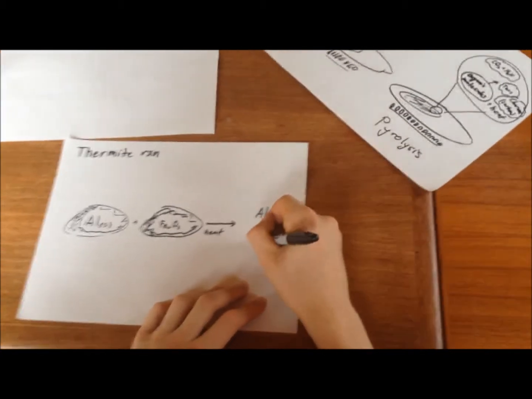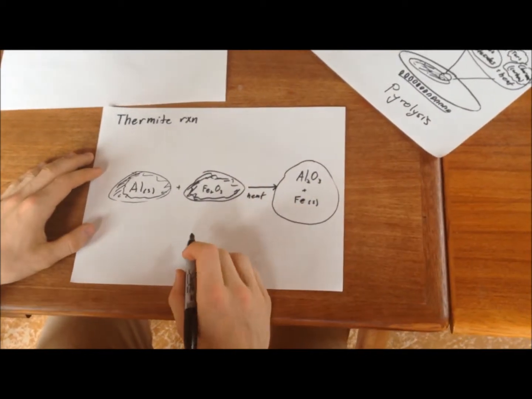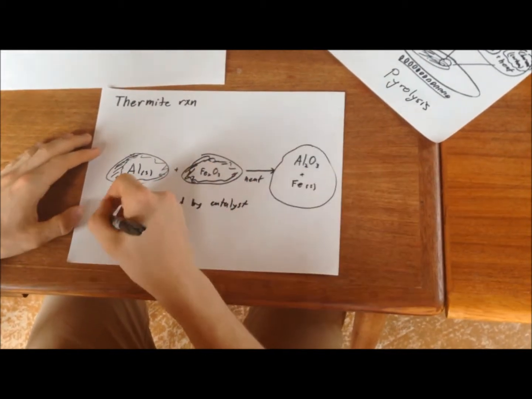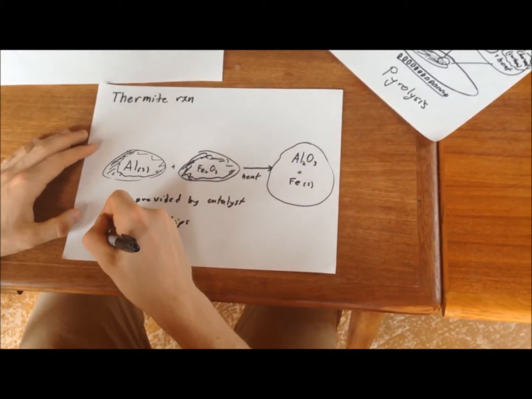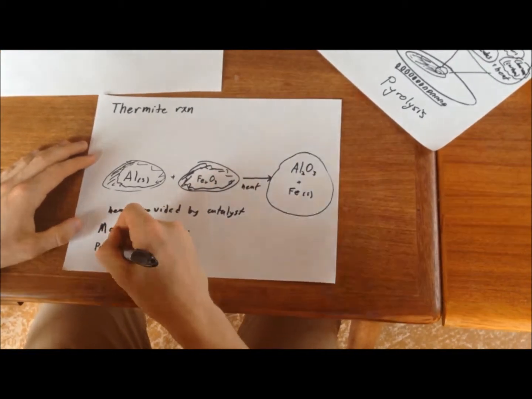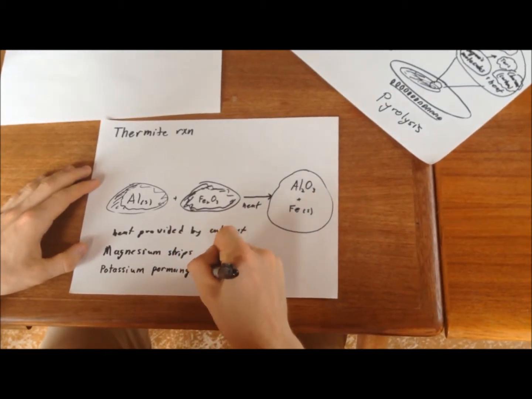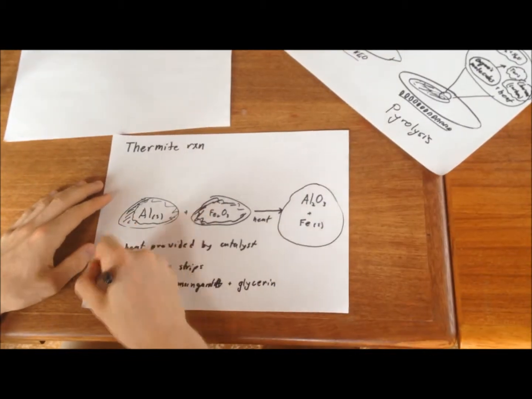Possible catalysts are magnesium strips or potassium permanganate, and glycerin, which is used in this experiment. In this experiment, heat is given off as well as light. When the heat energy is added to the metals, the electrons in the outermost energy levels become excited and go to higher energy levels. As they return to their ground state energy levels, they give off colors, and that's why you see the red aura.